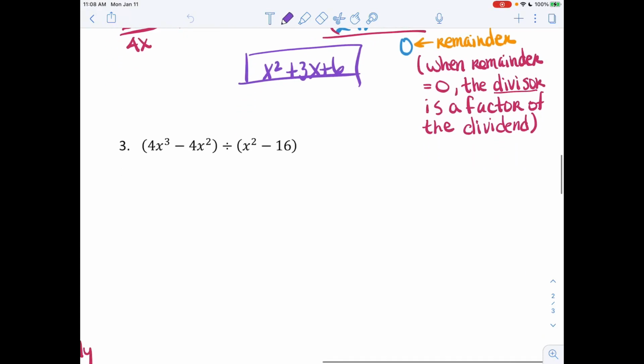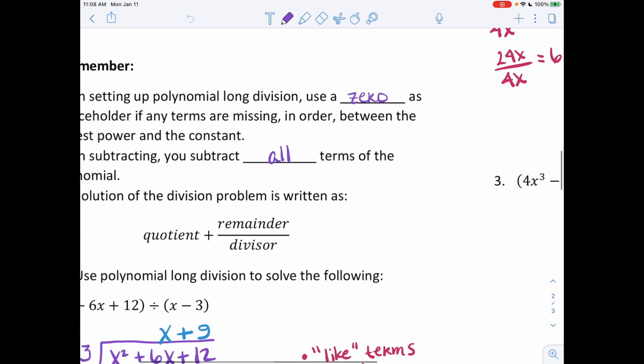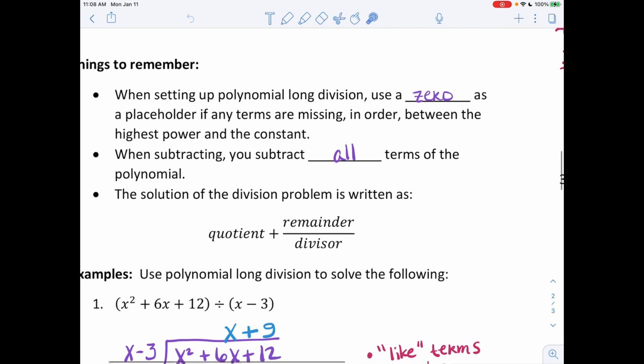Let's look at one final example. But before we get into this too far, I want to remind you of one of our things to remember over here on the opposite page. And that is that when setting up a polynomial long division, we need to use a 0 as a placeholder if any of the terms are missing between the highest power and the constant.